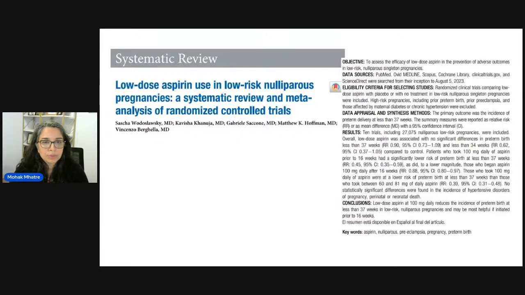So I'm just going to show you two examples that I did. So this is for a systematic review and meta-analysis of RCTs looking at low-dose aspirin in low-risk nulliparous pregnancies. In the regular journal, someone would have to read all of this text that you can see on the right. This was the abstract, and parse through all of those words, all of those numbers, try to figure out what the authors were trying to do and what they had concluded.